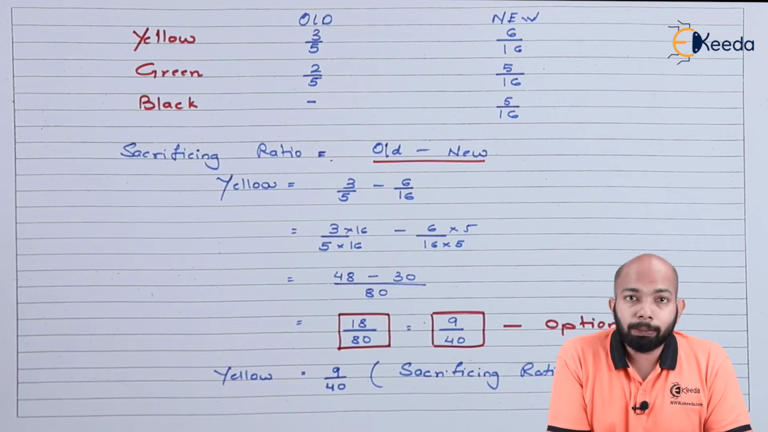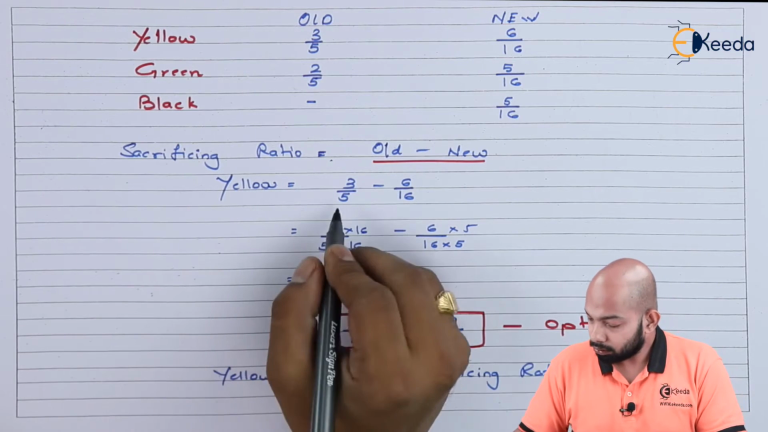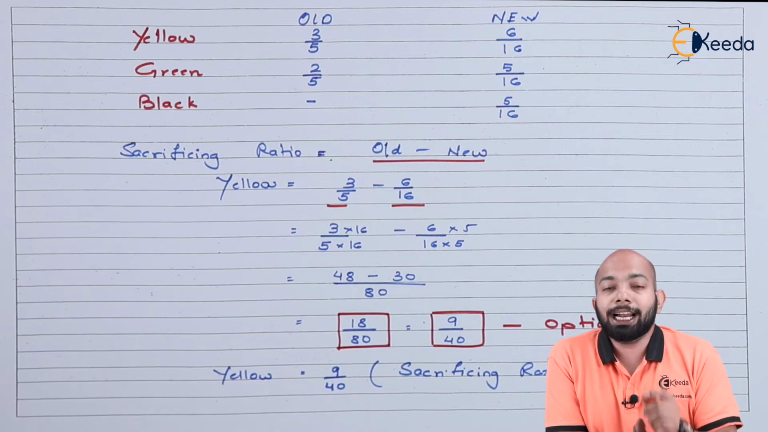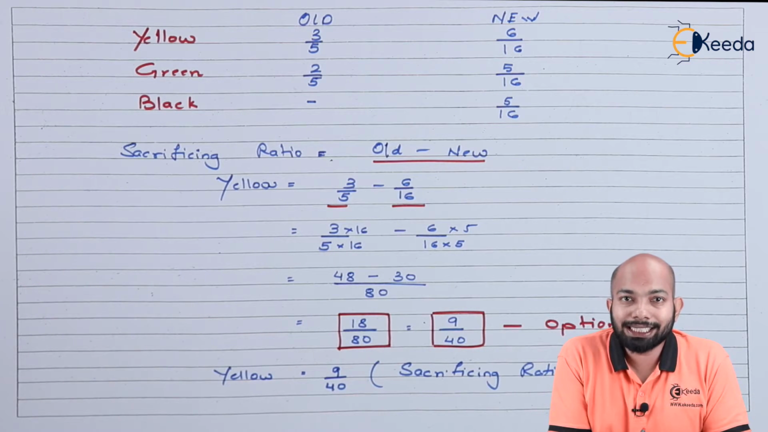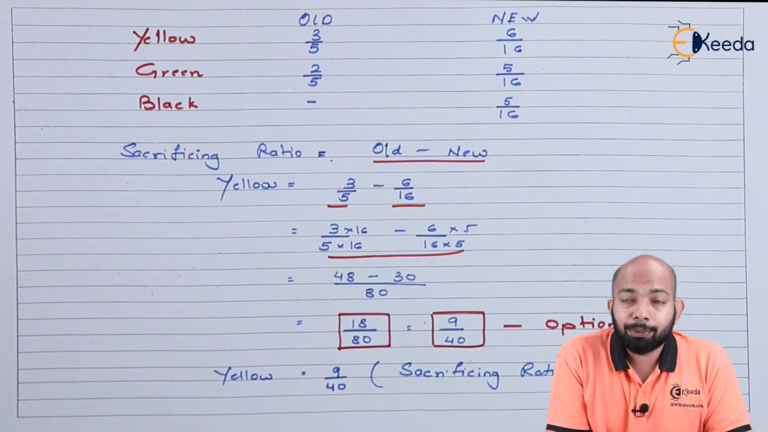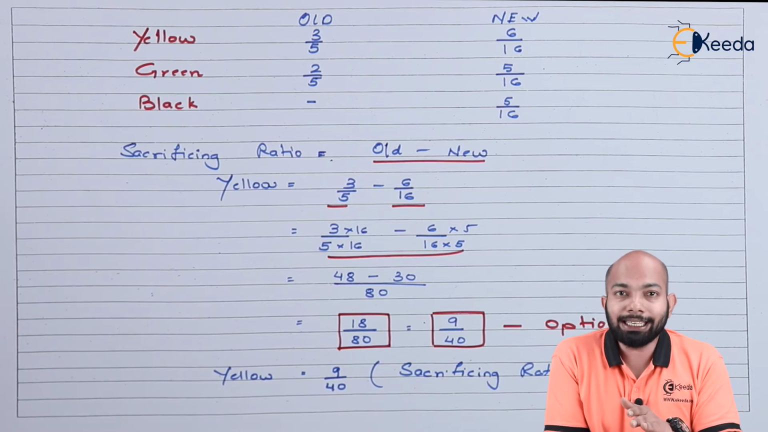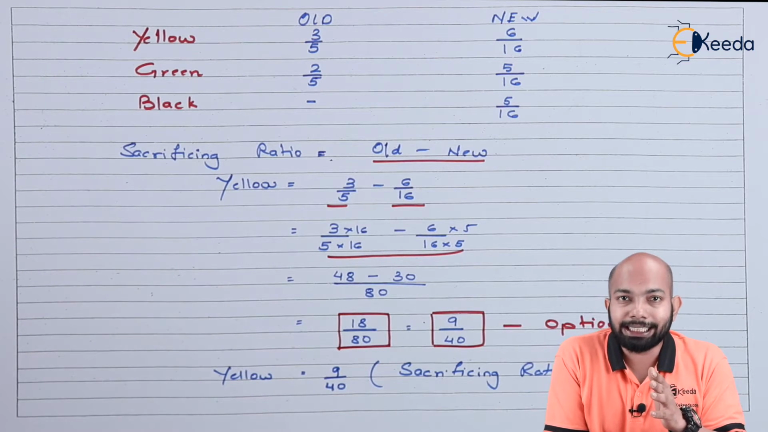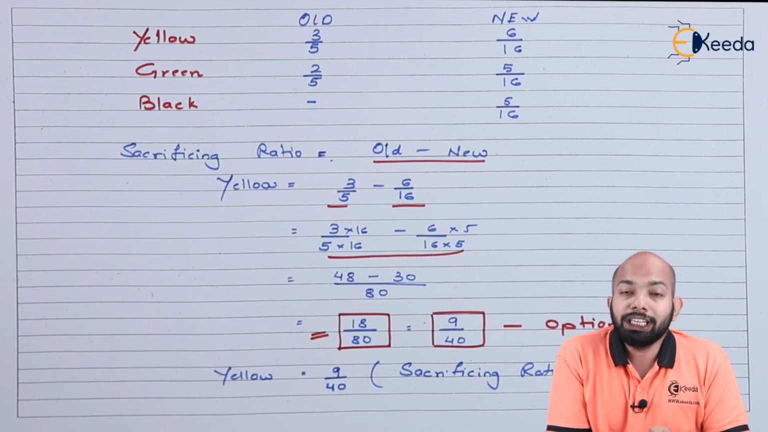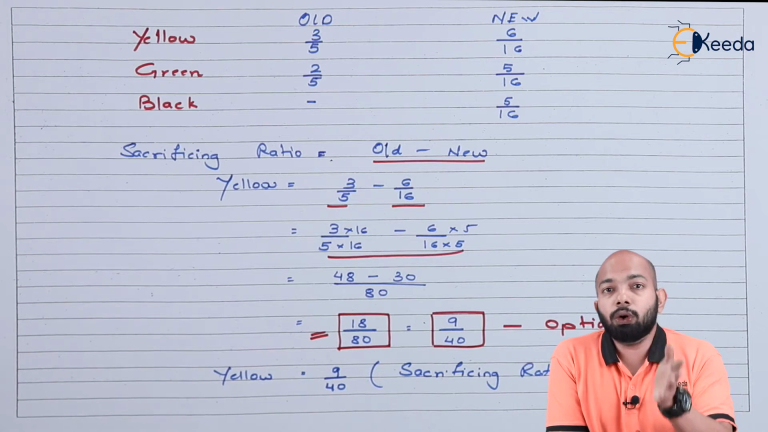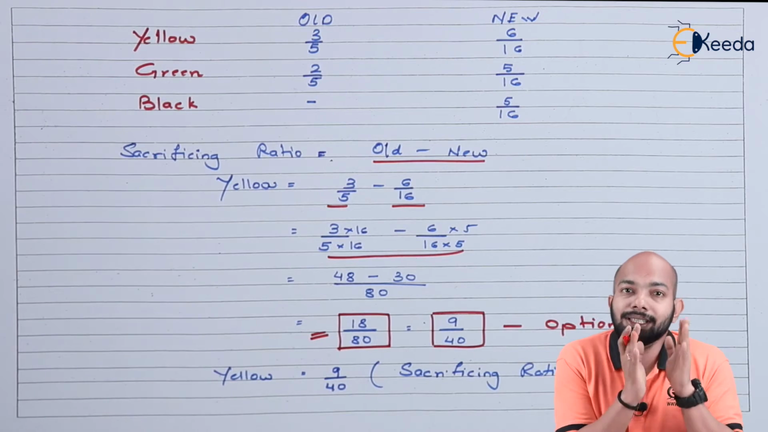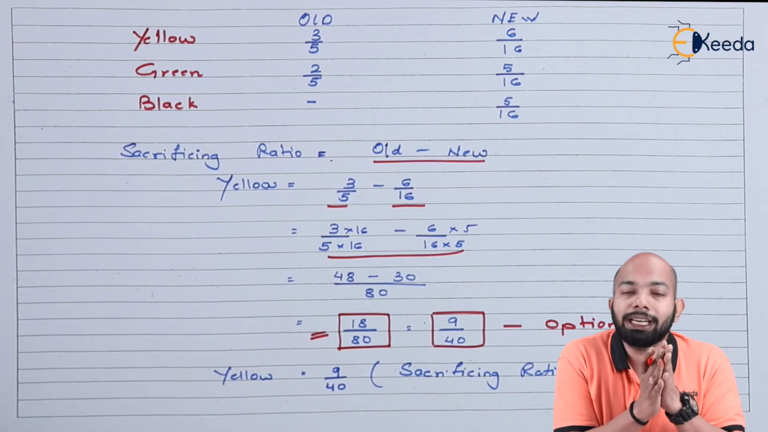The formula states old minus new, that is the ratio. The old ratio for Yellow was 3 upon 5, out of which subtraction will be done for the new ratio, that is 6 upon 16. If you calculate the LCM, the denominator comes to 80, and the numerator comes to 18. So this is the answer you need to keep here. Further, you can also simplify it to 9 upon 40 because division is possible here. But if possible, just keep the original answer itself, that is 18 upon 80.